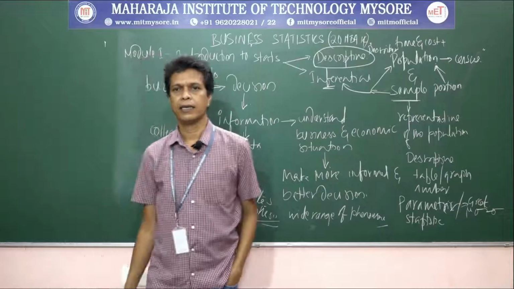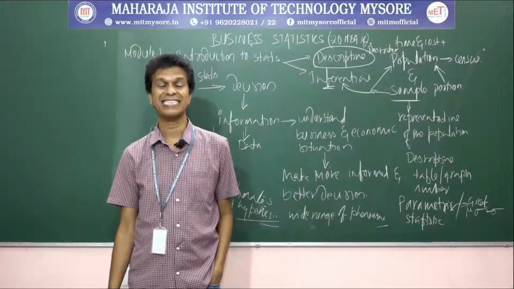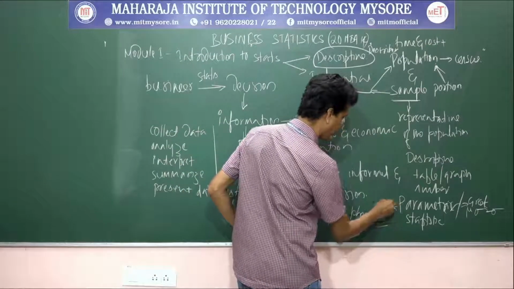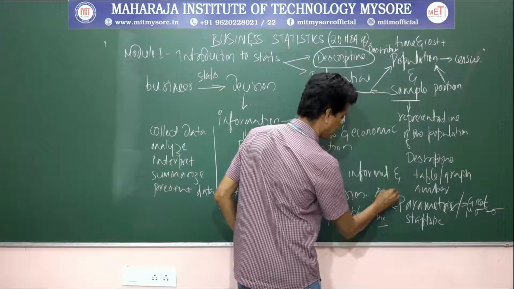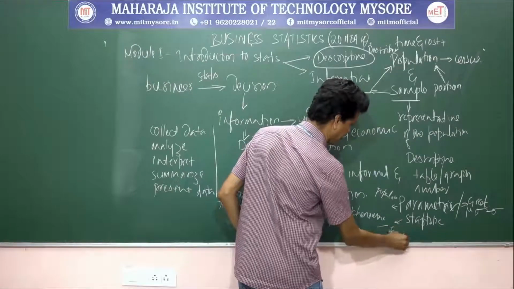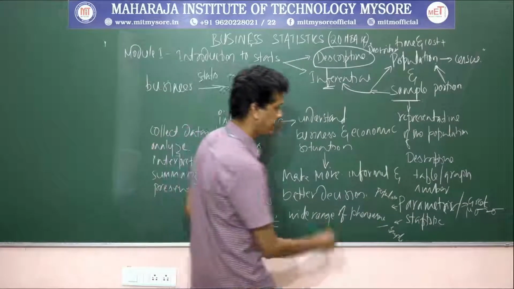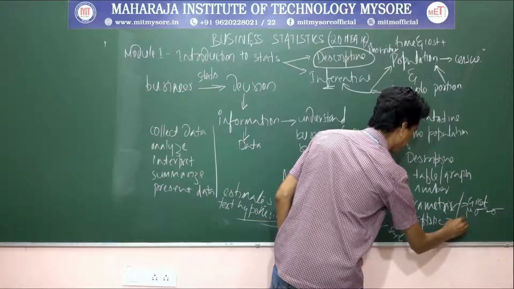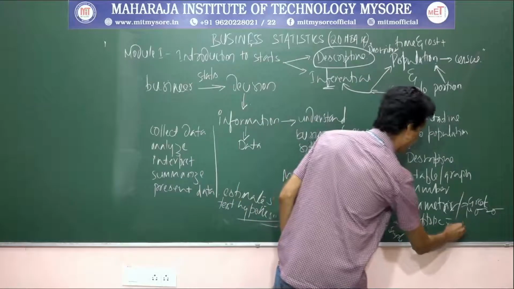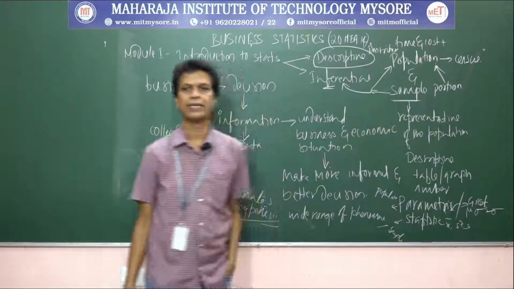A descriptive measure of a sample is called a statistic. Parameter is with respect to the population and statistic is with respect to the sample. For example, the sample mean is denoted by x bar, the sample variance by s square, and the sample standard deviation by S.